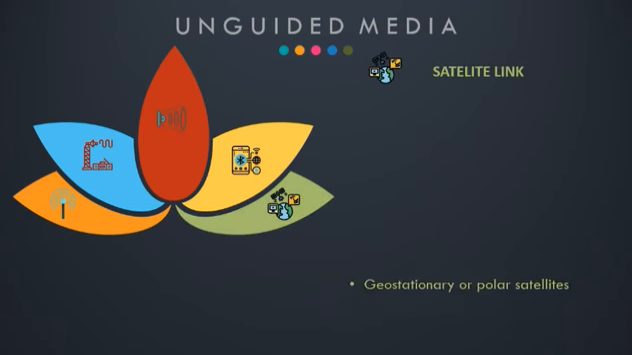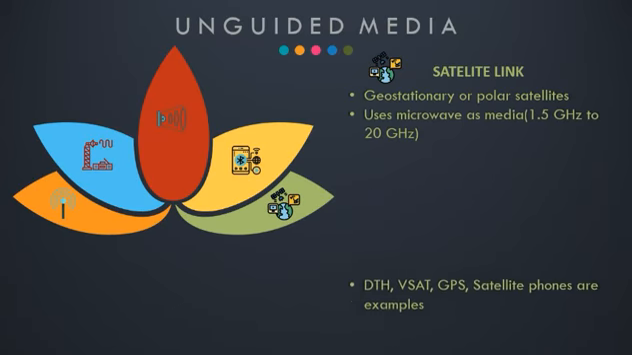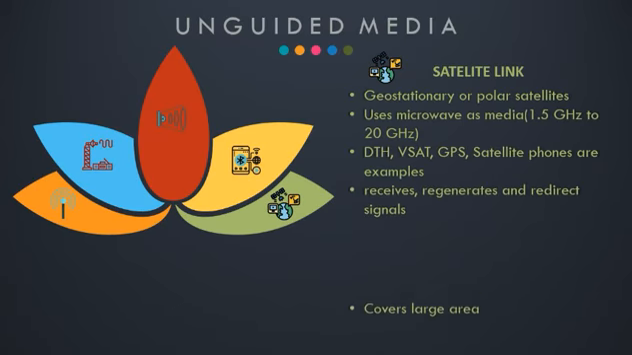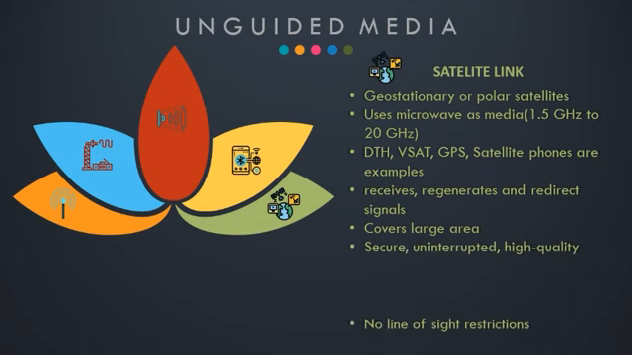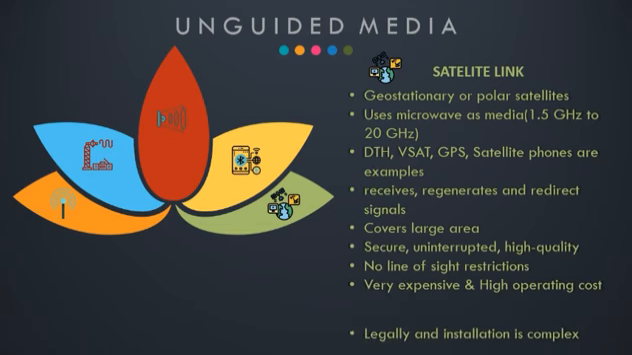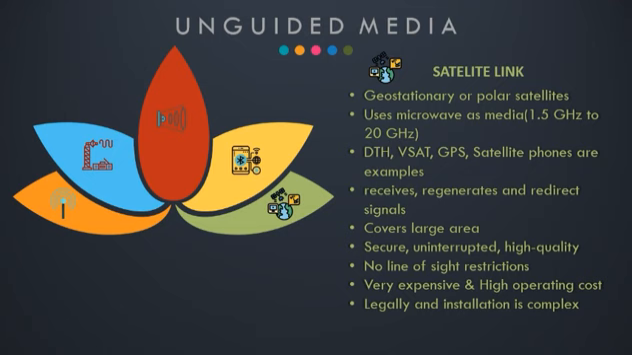The last one we are going to see is the satellite link. It is the most effective communication at the time, and it is the most expensive communication also. Satellite communication uses microwave signals as media. It uses a frequency range of 1.5 gigahertz to 20 gigahertz. Most common examples are DTH, direct to home service, VSAT, GPS, satellite phones, etc.